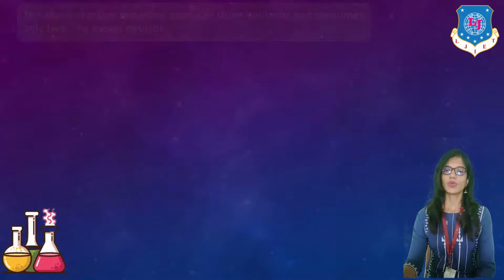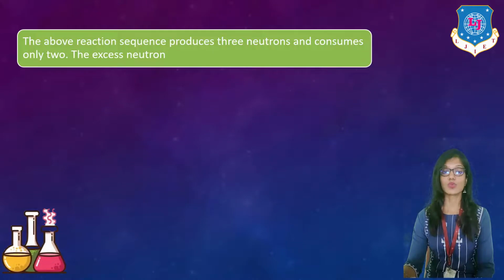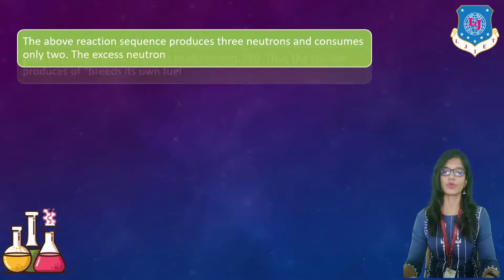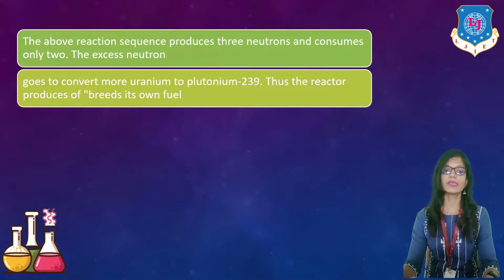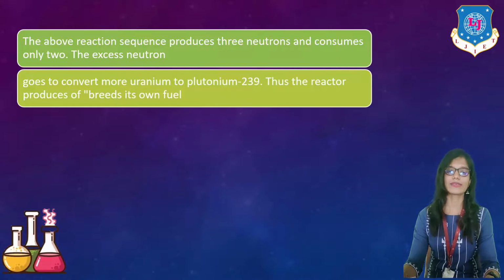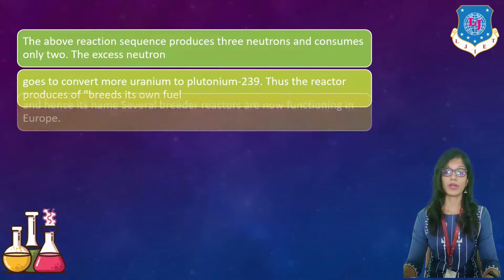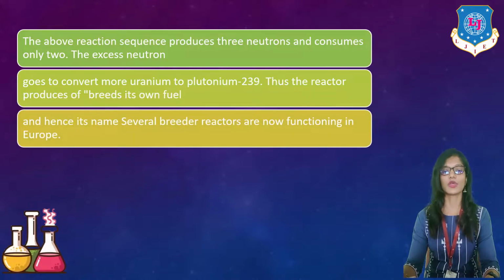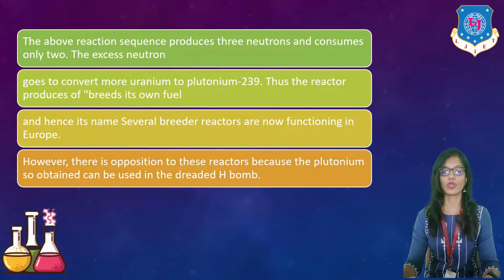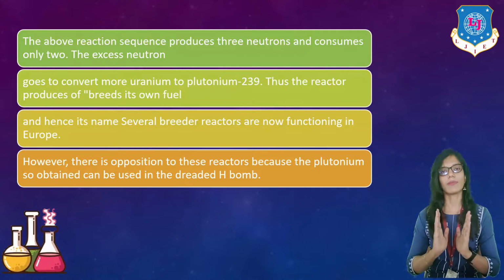The above reaction sequence produces 3 neutrons and consumes only 2. The excess neutron goes to convert more uranium to plutonium-239. Thus the reactor produces, or breeds, its own fuel, and hence the name. Several breeder reactors are now functioning in Europe. However, there is opposition to these reactors because the plutonium so obtained can be used in the H bomb. So it's very dangerous, because it can be used in an H bomb.